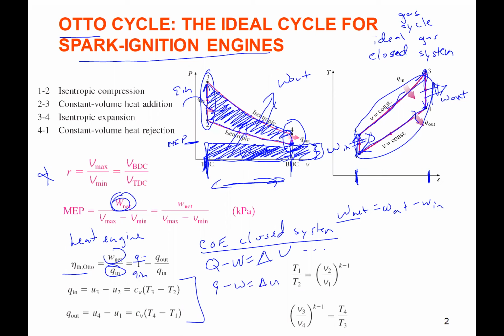So for any process in the Otto cycle, you have either heat or work, right? Isentropic, we have no heat, right? Heat addition, constant volume heat addition, there's no volume change, so we just have heat. In isentropic, no heat, constant volume, so no work, right? So we have this. If we do it for heat in and heat out, we get this.